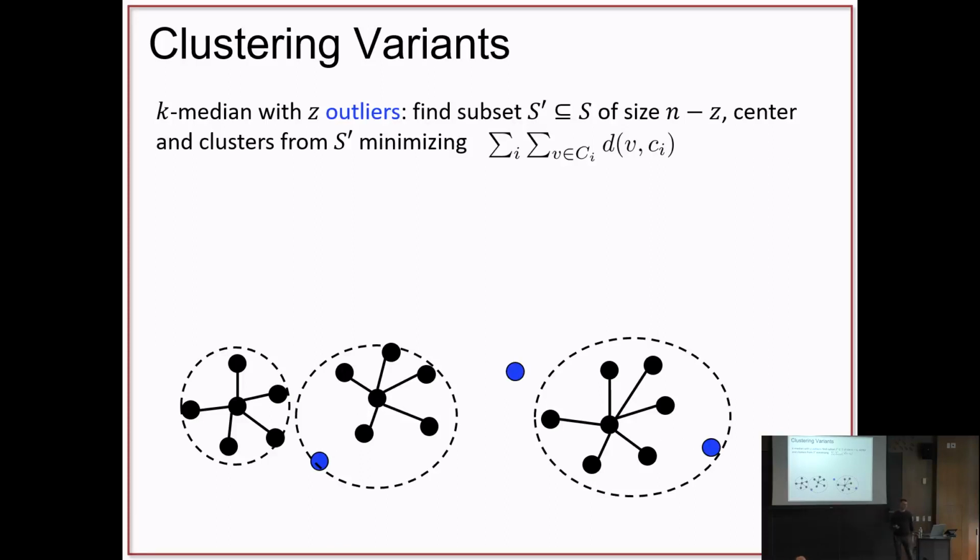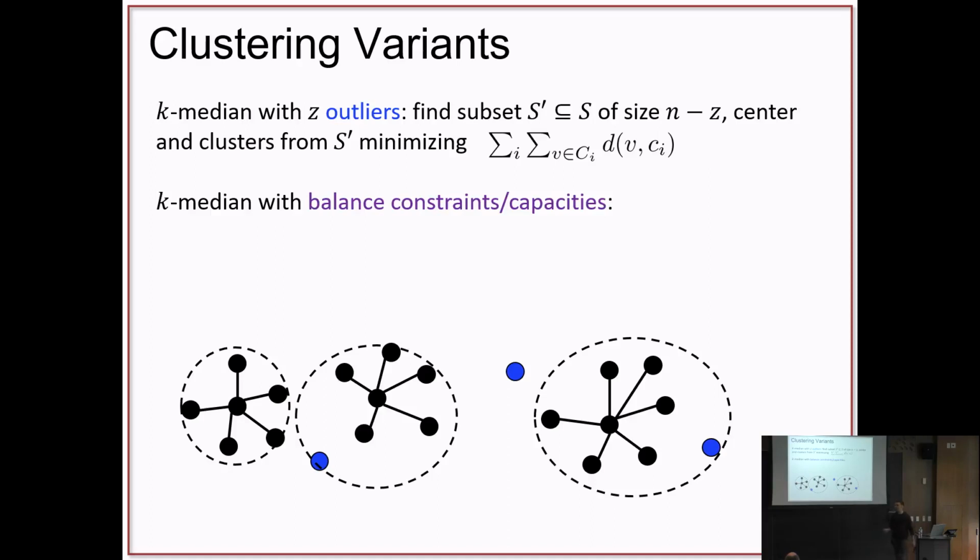So this is actually a harder problem because not only do we have to find the best centers, but we also have to find the best points to ignore. So this was a simple example, but in general, it could completely change the clustering to ignore some of the points.